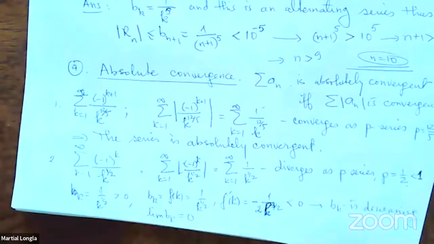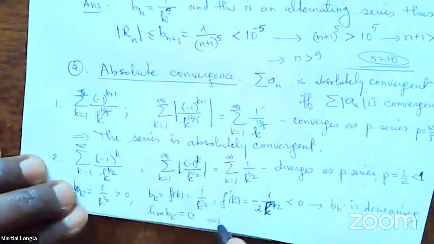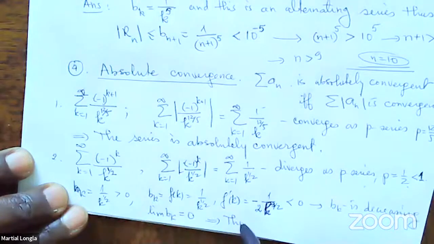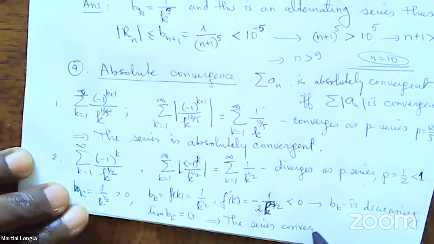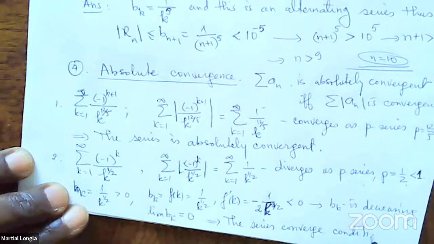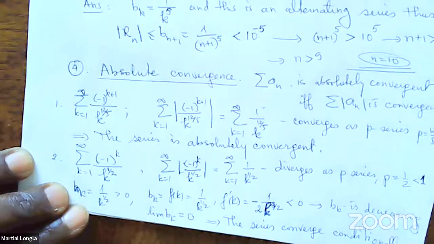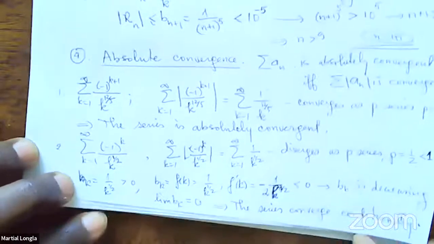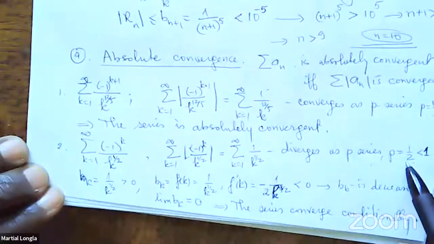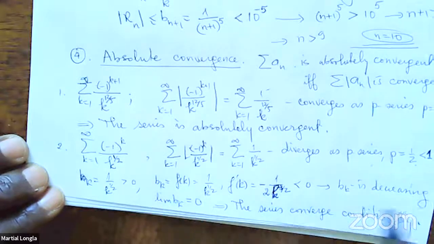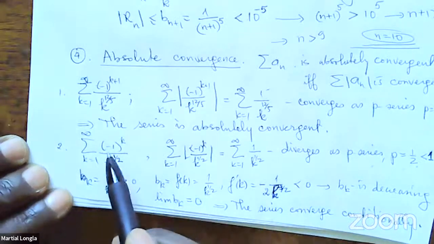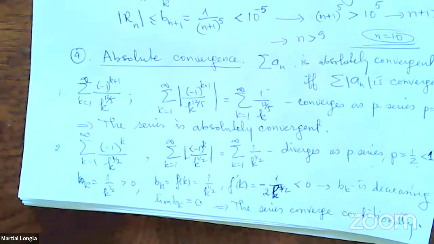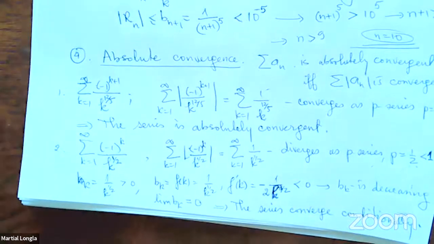The limit is 0. Therefore, this series converges conditionally. Why conditionally? Because it doesn't converge absolutely, and with these three conditions we figured out that it converges as an alternating series. Therefore, it converges conditionally. Questions?